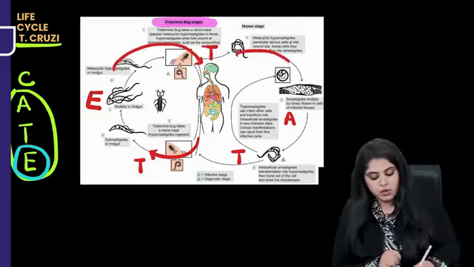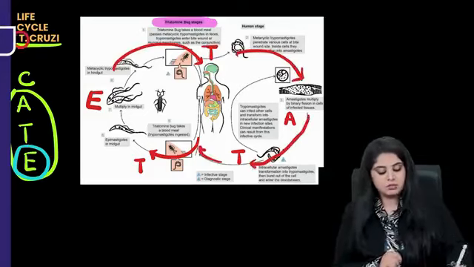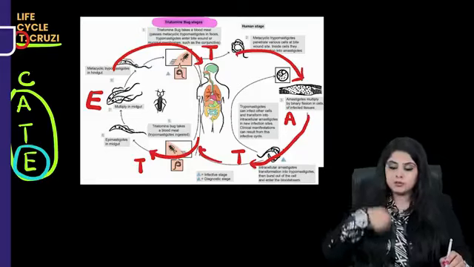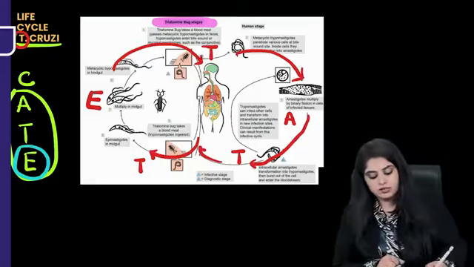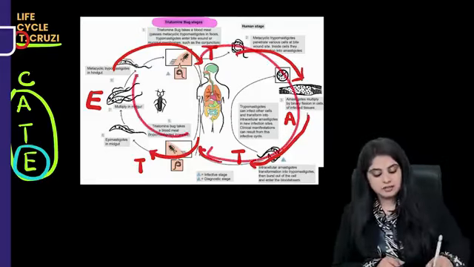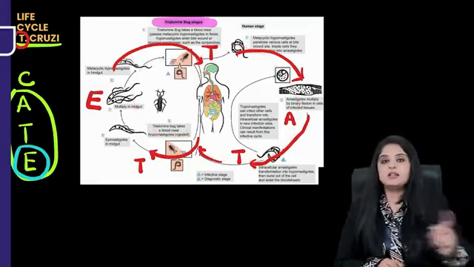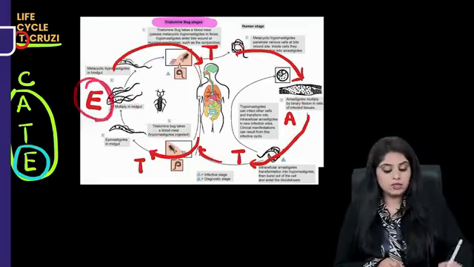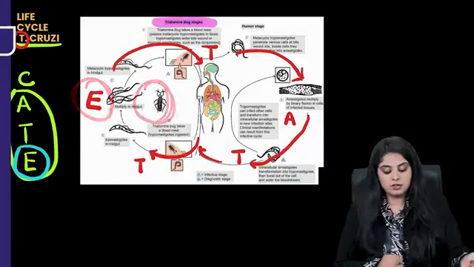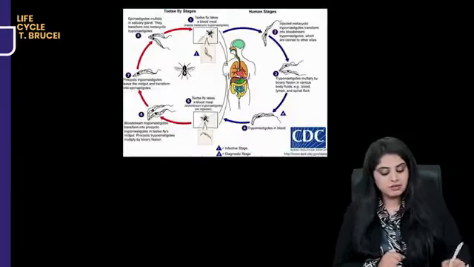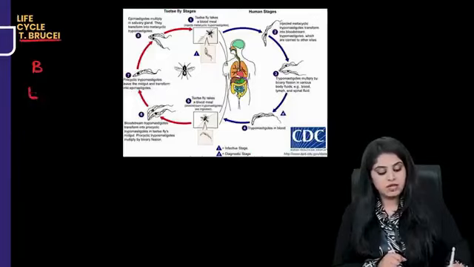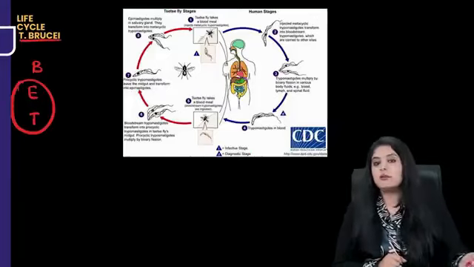So if I ask you what form enters us and leaves us, ma'am, in Trypanosoma cruzi trypomastigote enters, trypomastigote leaves. So the cycle goes on in humans and then in the insect, and you will always know epimastigote will happen in the insect only. Next one we come to is Trypanosoma brucei. Bet means you are going to have epimastigote and trypomastigote.